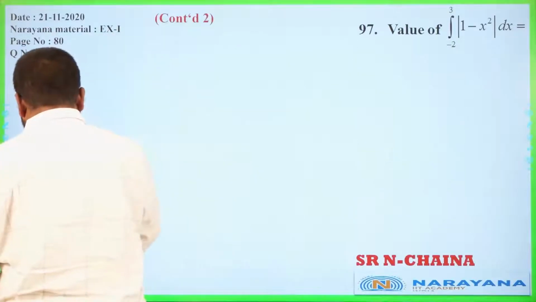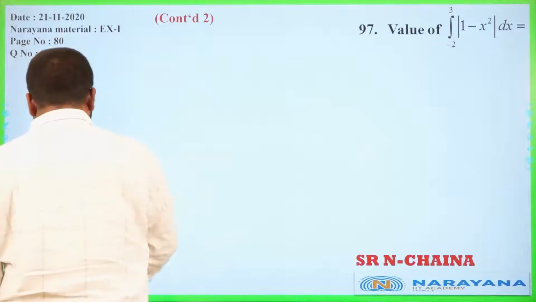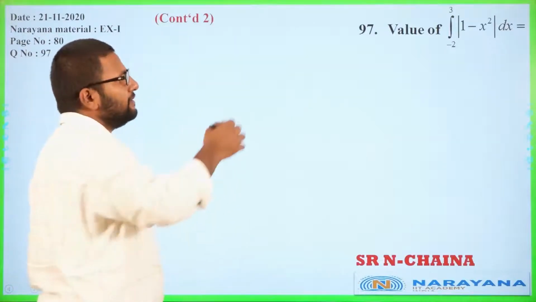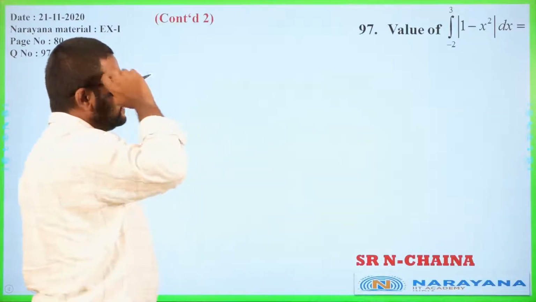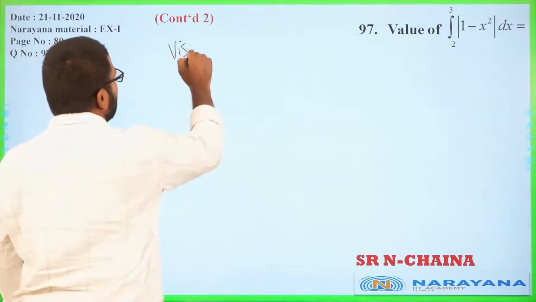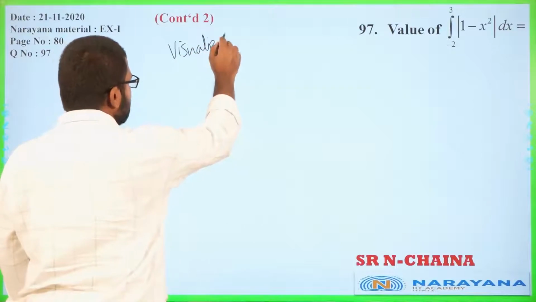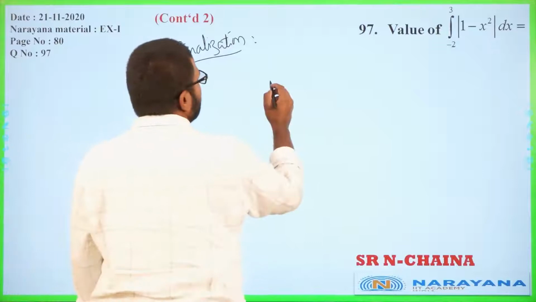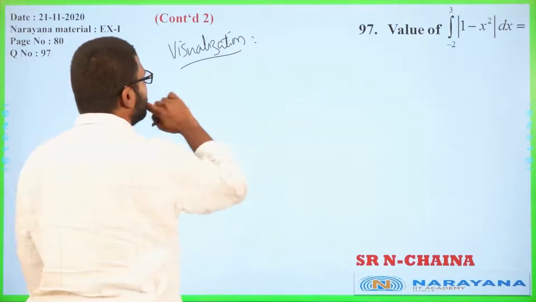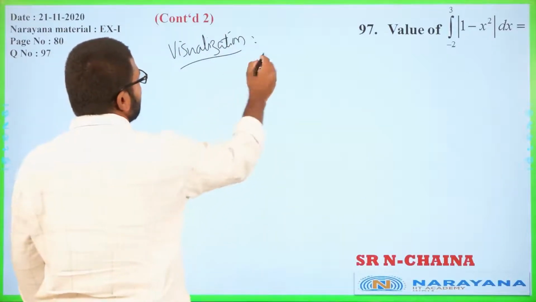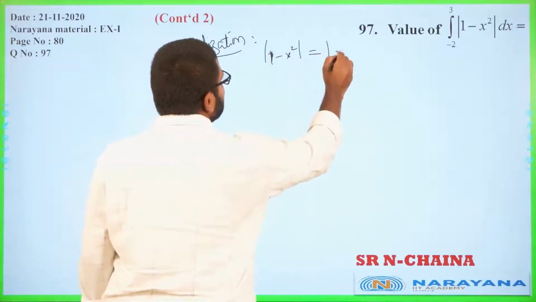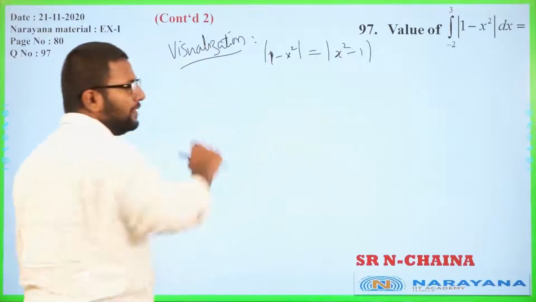Now just in case people are a little bit confused, how did we decide where to put the intervals and everything? So if some of you are good at visualization, basically drawing the graphs, you try that. Okay, how do we do it? I will say start with mod of 1 minus x square, which is the same as mod of x square minus 1, correct? Because of the mod, it doesn't matter.